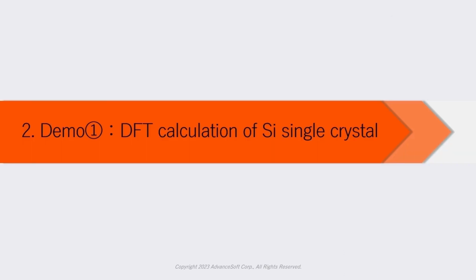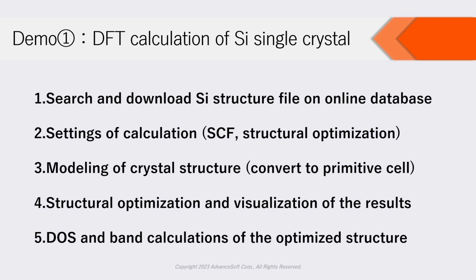As the first demonstration, we show how to execute DFT calculation of silicon single crystal on NanoLabo. Firstly, I search and download the silicon structure file from the Materials Project, an online database. Secondly, I set calculation conditions of self-consistent field calculation and structural optimization. Thirdly, I convert the crystal structure into a primitive cell by the modeling function. Then, I execute structural optimization and visualize the results. Finally, I calculate density of states and band structure of the optimized structure.